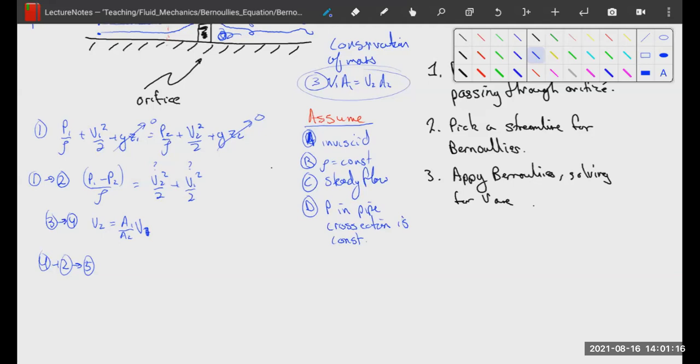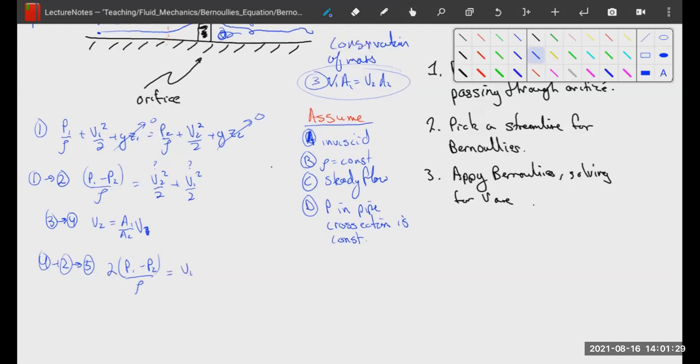So P1 minus P2 over rho. We're going to bring the 2 from the two velocities over here to this side real quick. And we're going to set that equal to V1 squared times A1 over A2 squared minus V1 squared. This is going to be equal then to V1 squared times A1 over A2 squared minus 1, right?